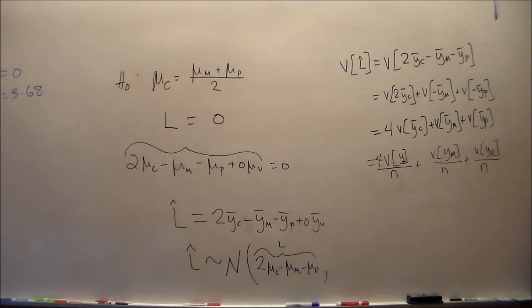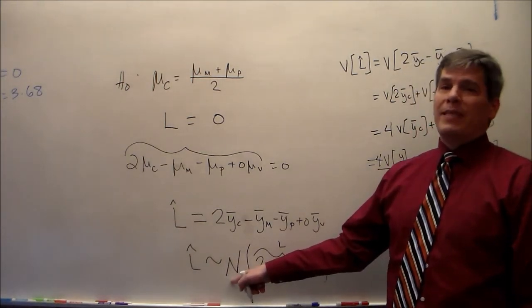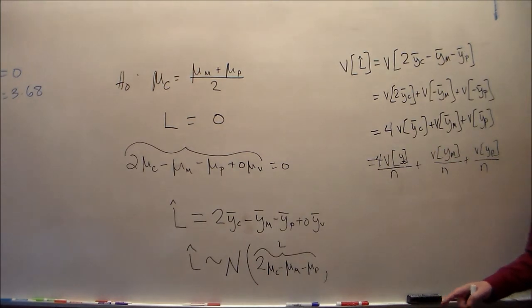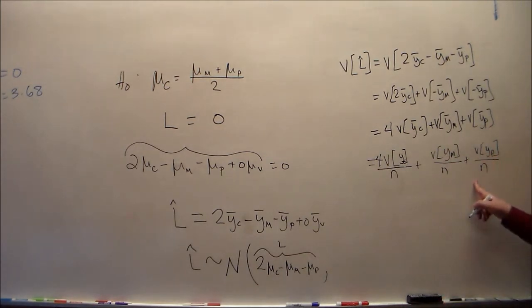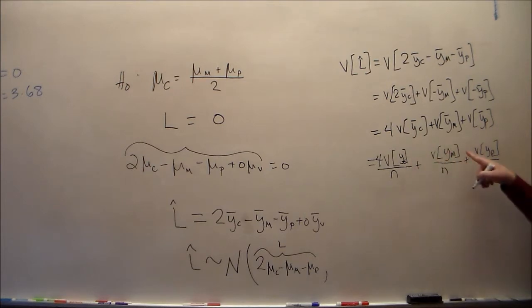What was our other assumption of this analysis of variance design? We assumed normality, which we used here. We assumed independence, and we assumed equal variances. That means that this variance is equal to this variance, is equal to this variance.